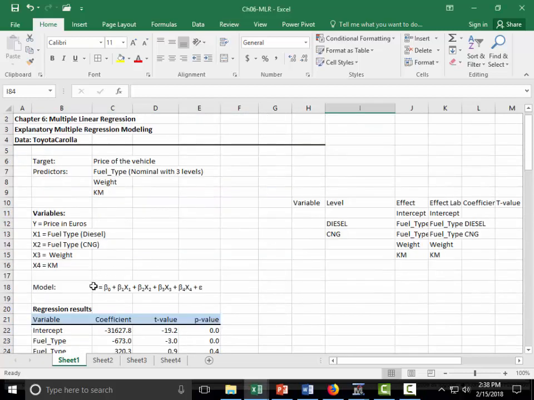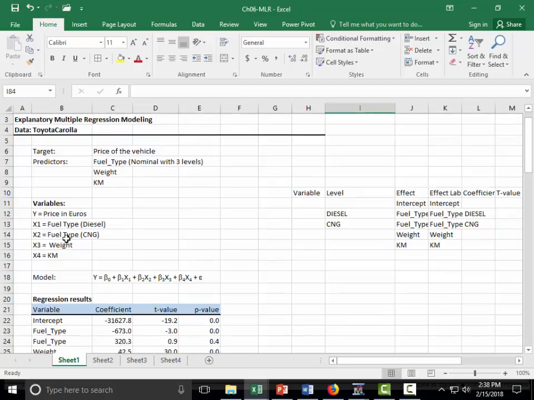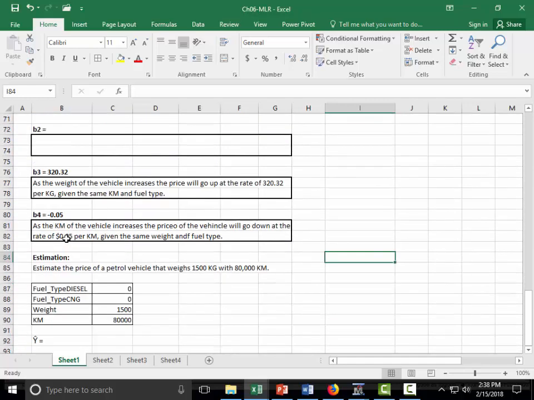For B sub 1 and B sub 2, these are coefficients for the dummy variables. So we cannot say that as fuel type increases by 1, that doesn't mean anything, because it is not a numerical variable, it's a nominal variable. And there are only two possible values for these dummy variables, either 0 or 1, right?